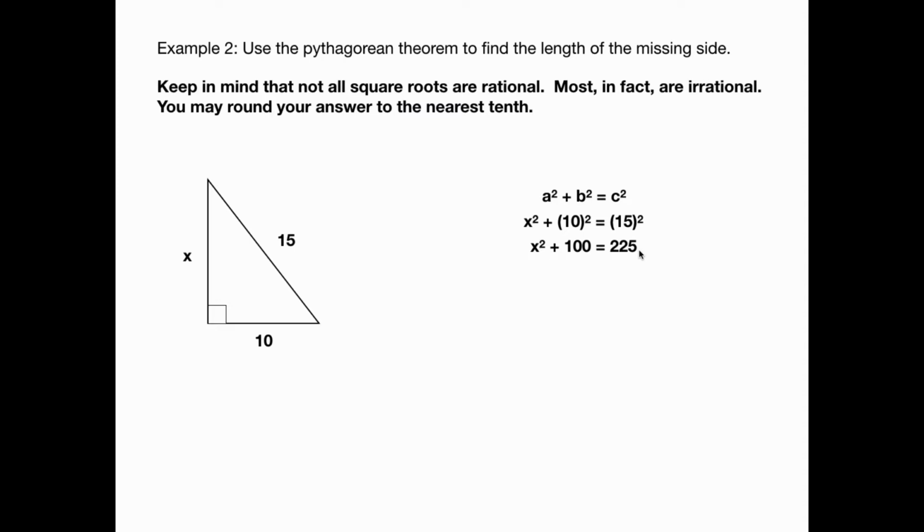Solving for x, we first subtract 100 from both sides, and then we take the square root of both sides. And that gives us the square root of x squared is x, and the square root of 125 is going to be an irrational number, so we are going to approximate it by rounding to the nearest tenth, and that's approximately 11.2 units.